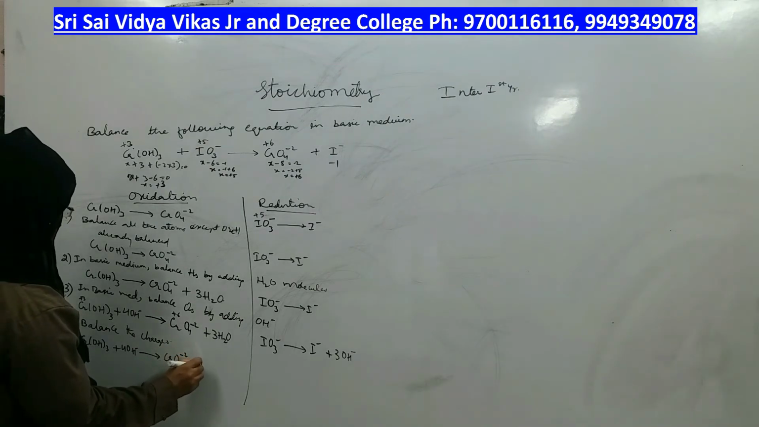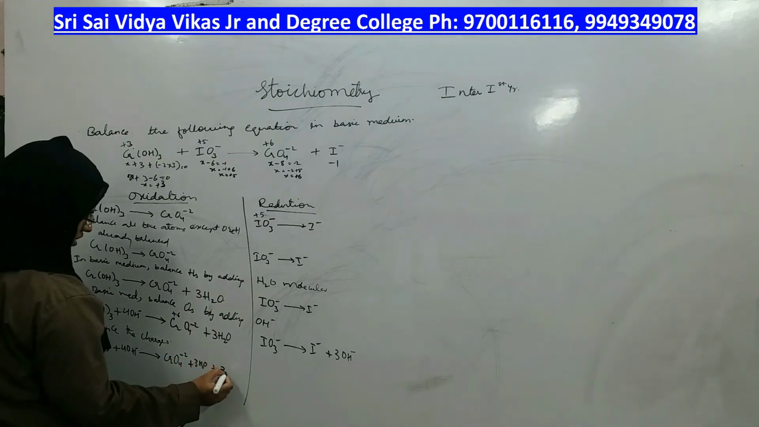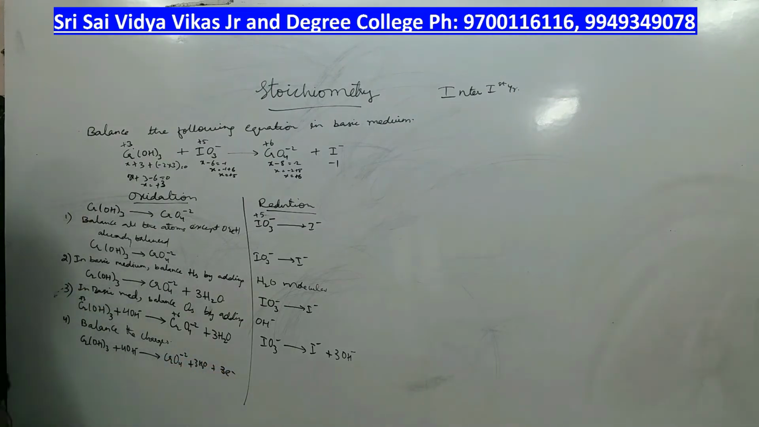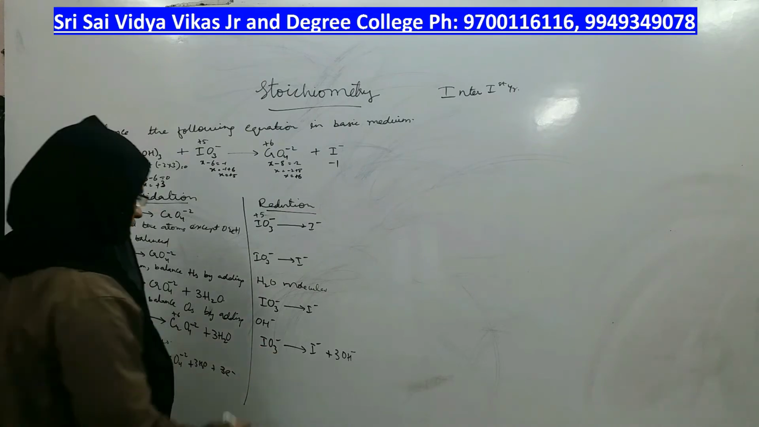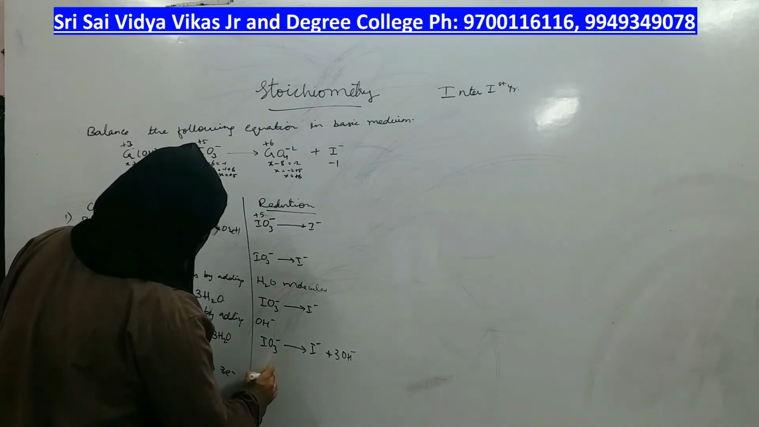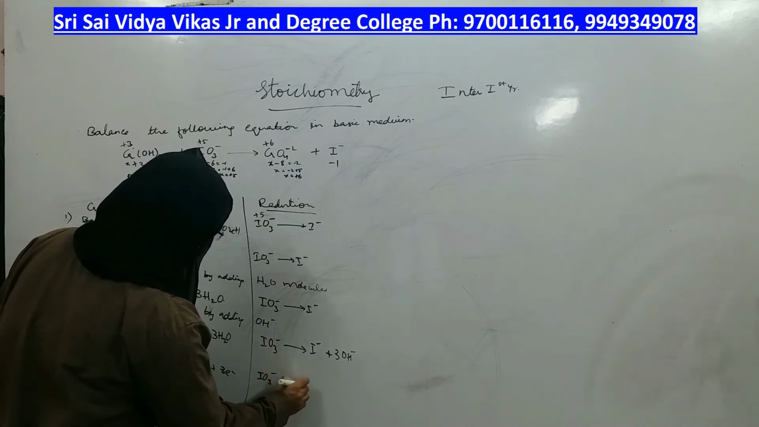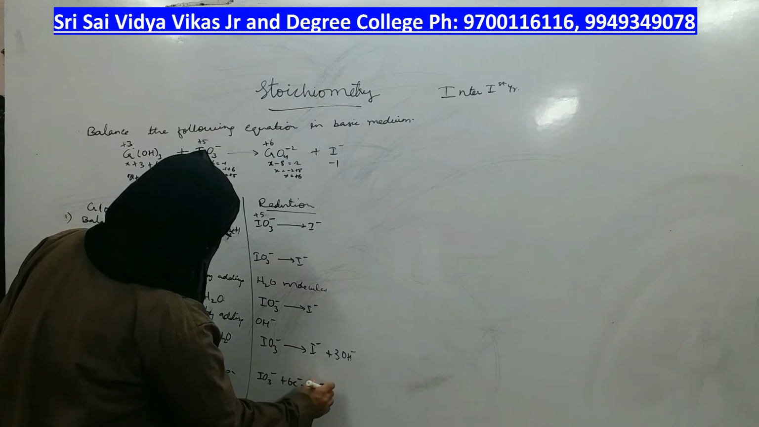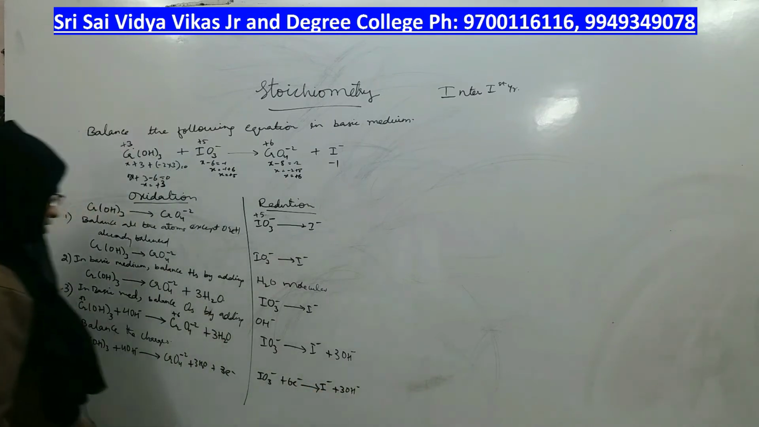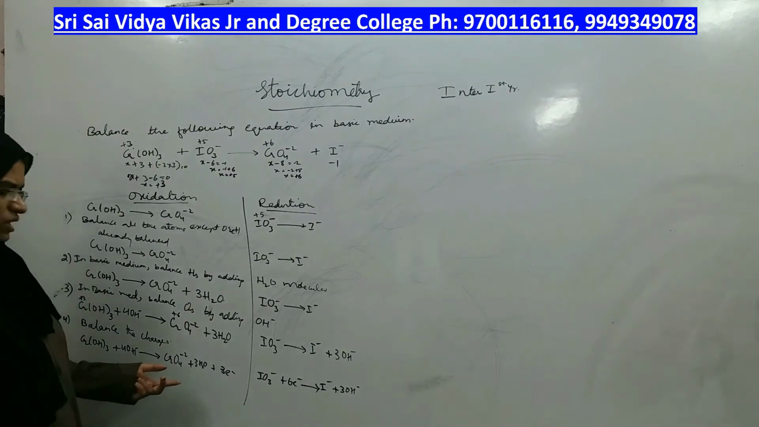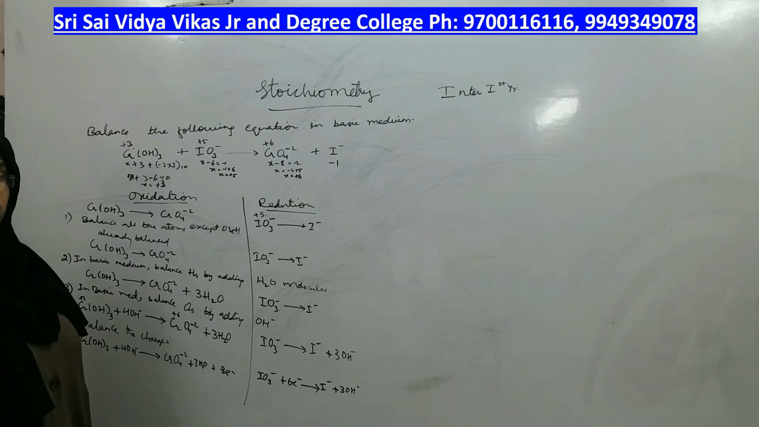Chromate plus 3 water molecules, it loses 3 electrons, so write that on the other side. Okay. Coming to this side, how many electrons did it gain? 6 electrons it gained to become iodide. Iodate gained 6 electrons, so you add 6 electrons. On this side the number of electrons lost is 3. On this side the number of electrons gained is 6.